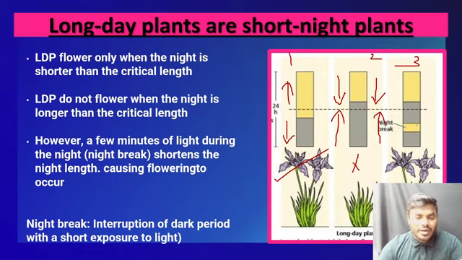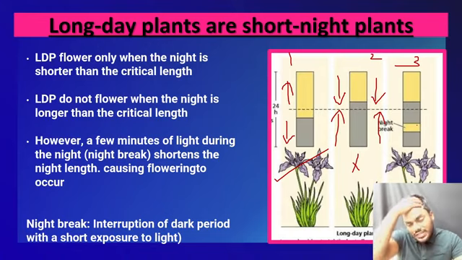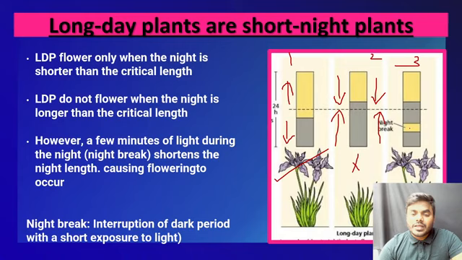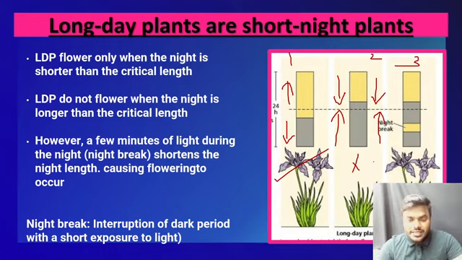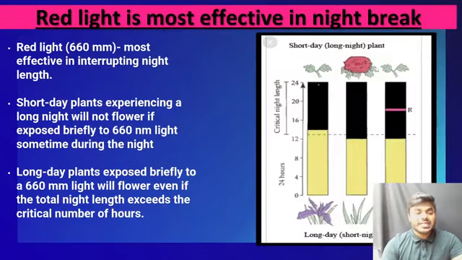What do you mean by the word night break? We have interrupted the dark period. What, friends? We have interrupted the dark period. Since we have interrupted the dark period, what happens, friends? The night length is going to get decreased, daylight increasing. As a result, long day plants can flower.